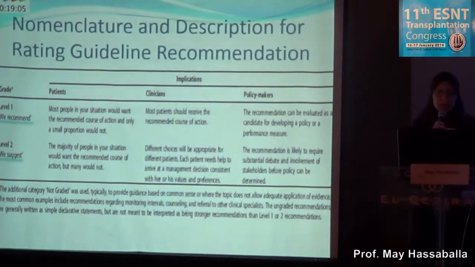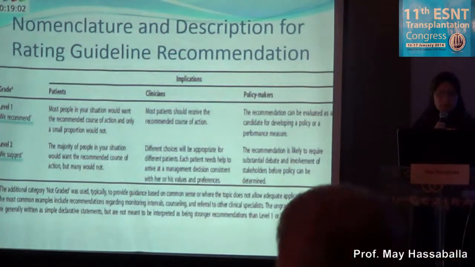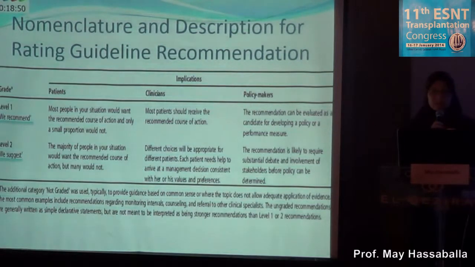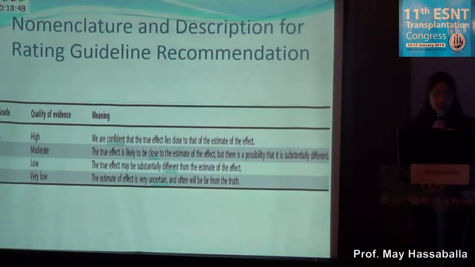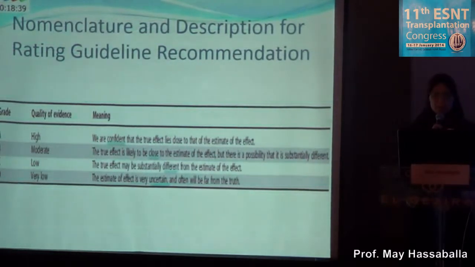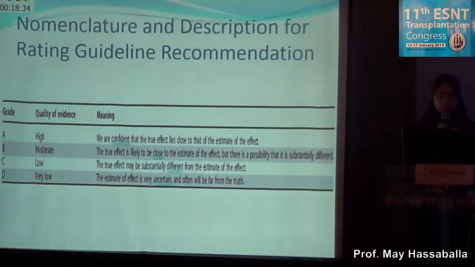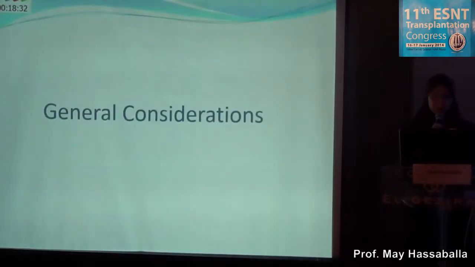And just to be standing on common ground: for the strength of recommendation, it's level 1 when we say we recommend, and level 2 when we just say we suggest, so this is weaker, and it's not graded when it's left to common sense. And considering the quality of the supporting evidence, it's graded from A to D. It's A when it's high, when we are confident that the true effect is close to the estimate of the effect, and the least is D, which is very low, when the effect is uncertain.